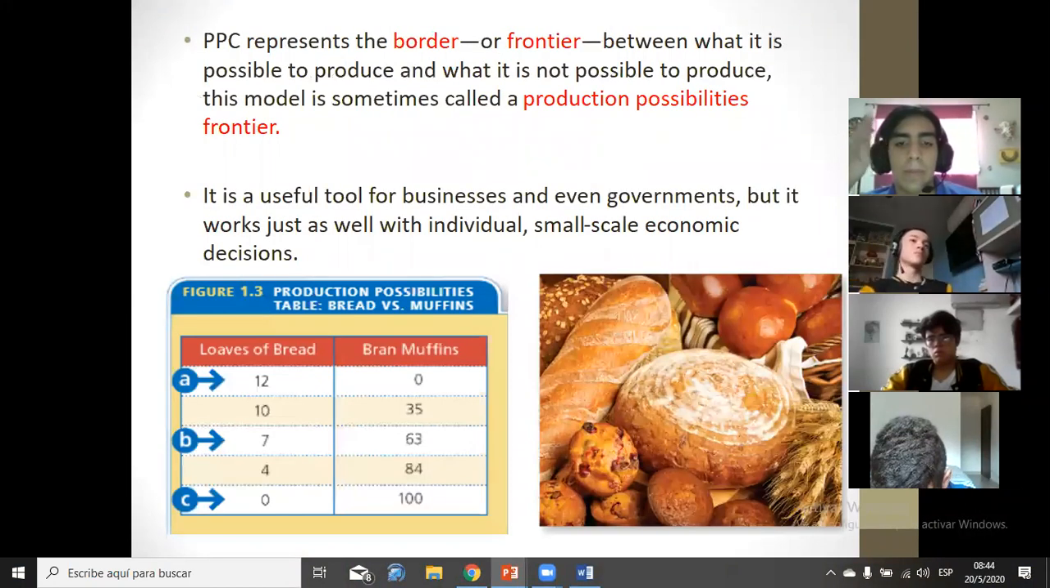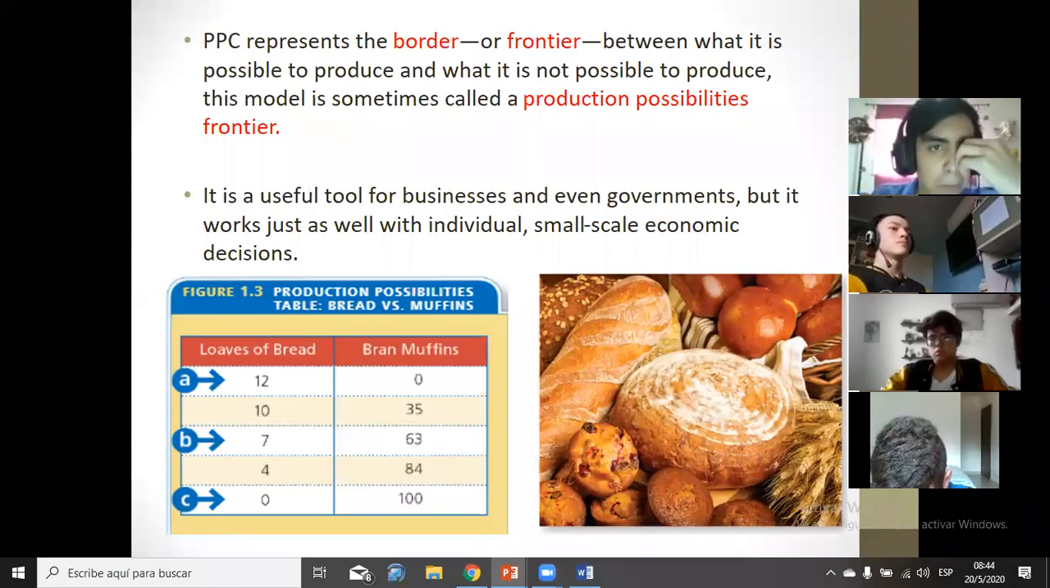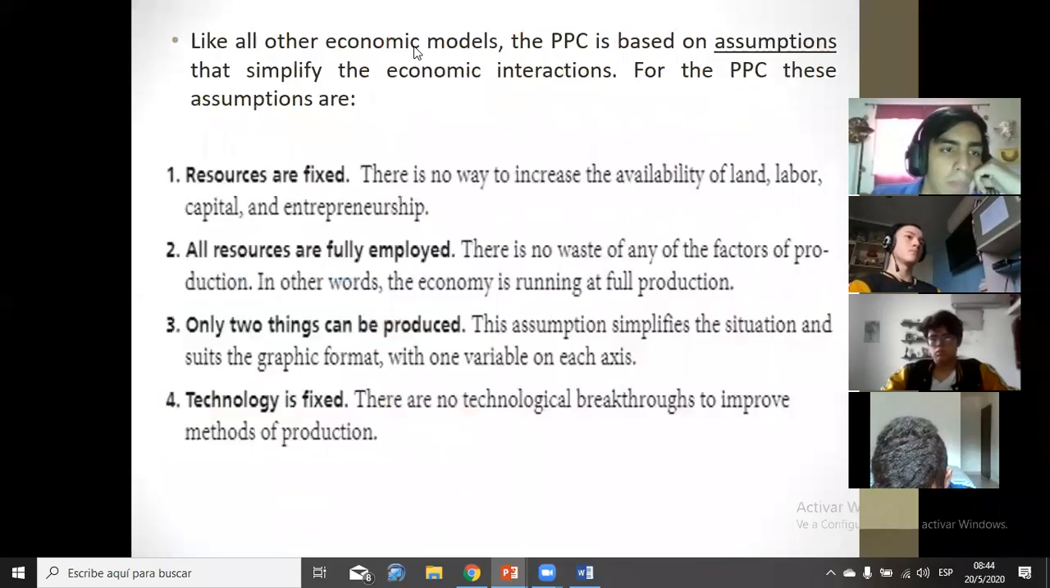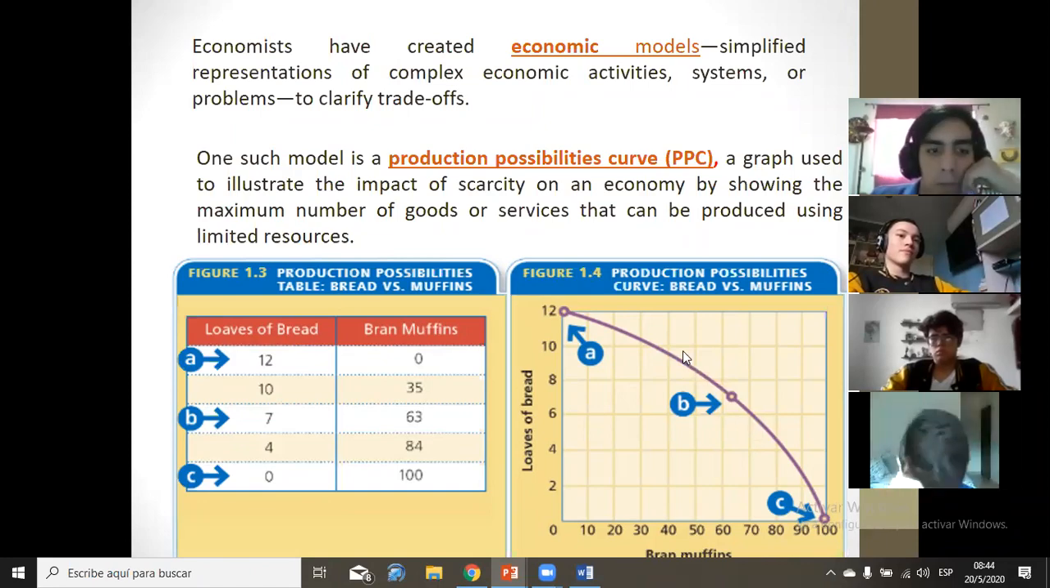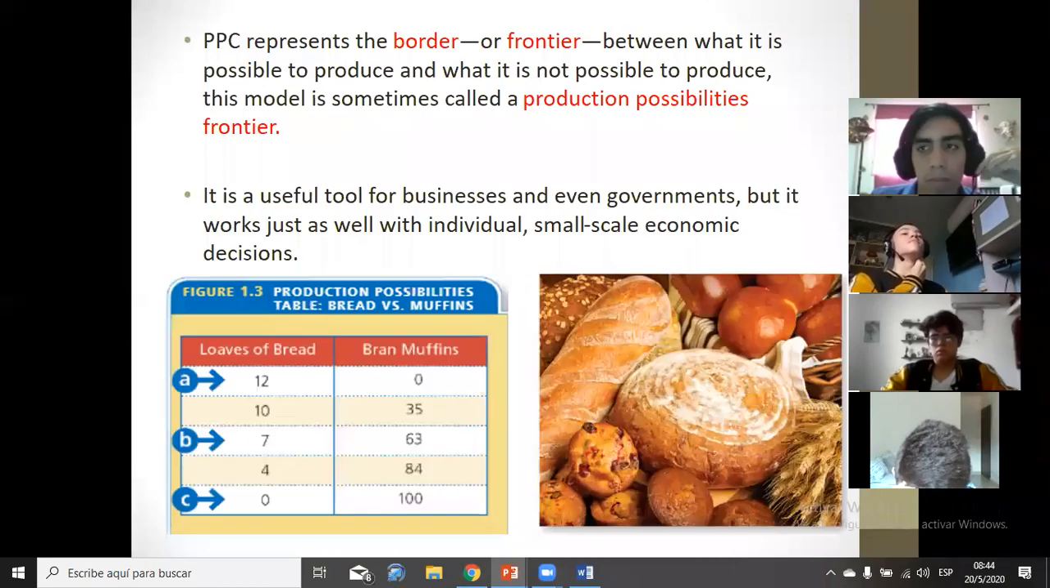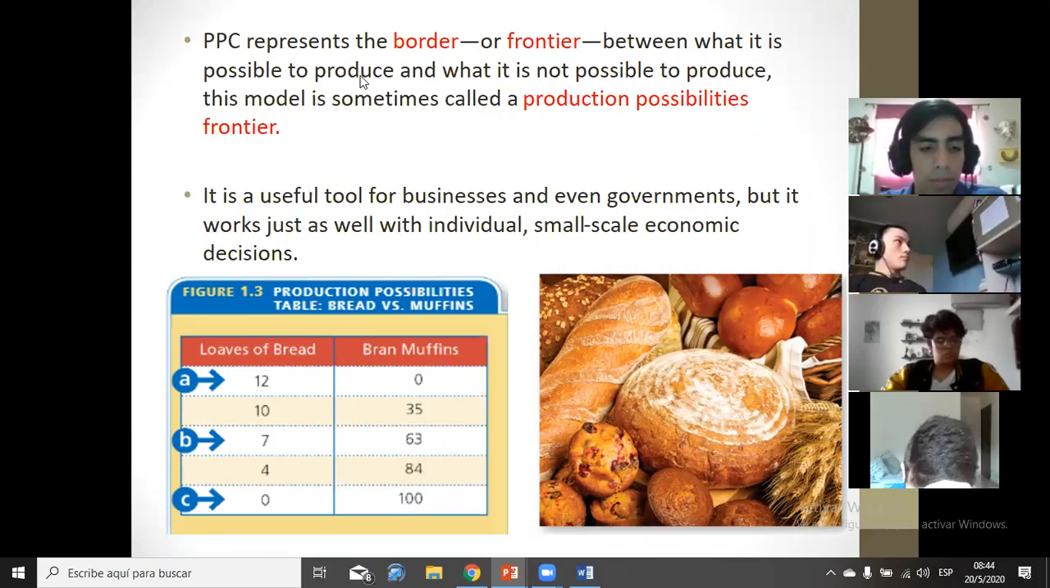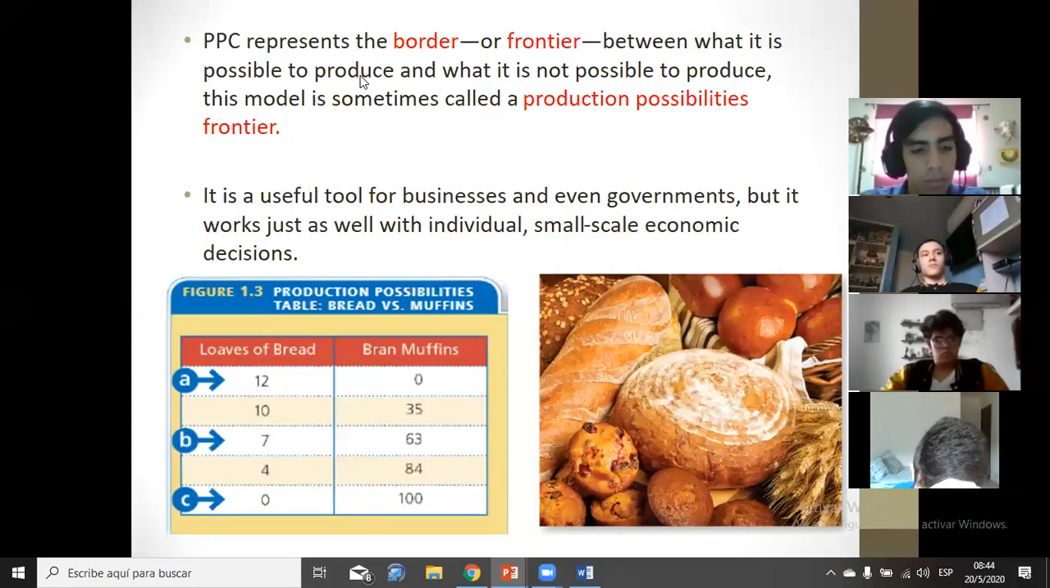Okay, I think we finished around this. Now remember, PPC means production possible, possible production. Production possible curve represents the border, the limit of what you are able to produce with the amount of resources that you have. Remember, your resources are always limited. They are not unlimited, okay? They call it border or frontier between what is possible to produce and what is not possible to produce. This model is sometimes called production possibilities frontier.